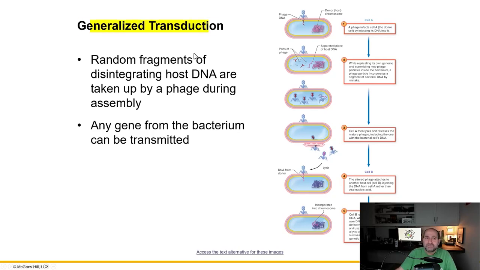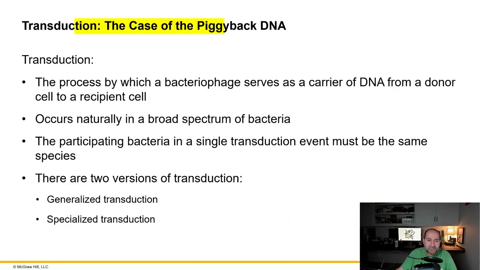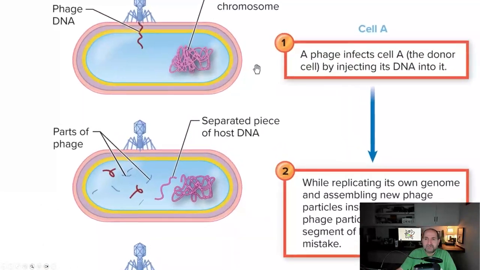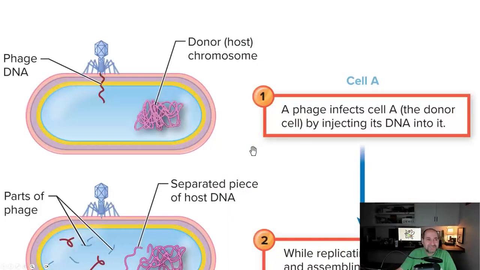This is a generalized form of transduction. We're not going to go into specialized transduction in this chapter, but generalized transduction works like this. First, a bacteriophage. Remember, bacteriophage look like this. This is a T4 phage. It has this shape like a lunar lander, like a moon lander.